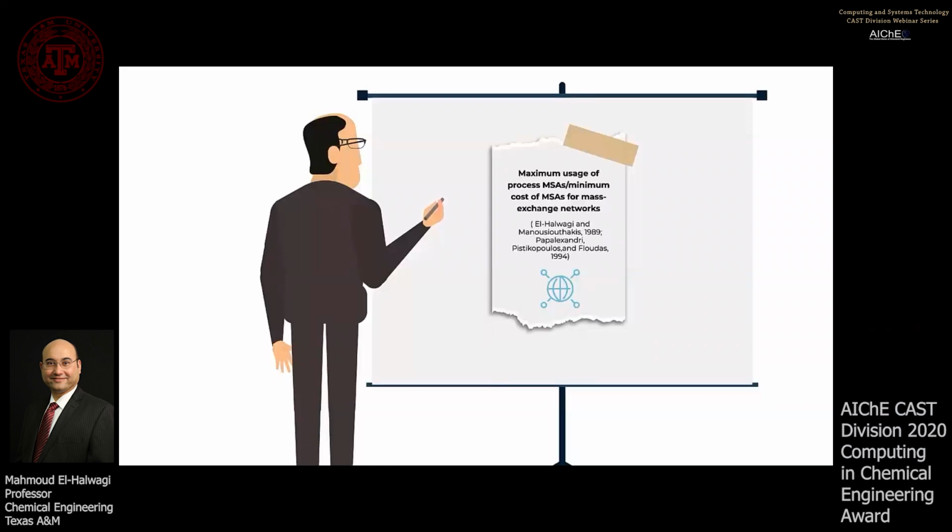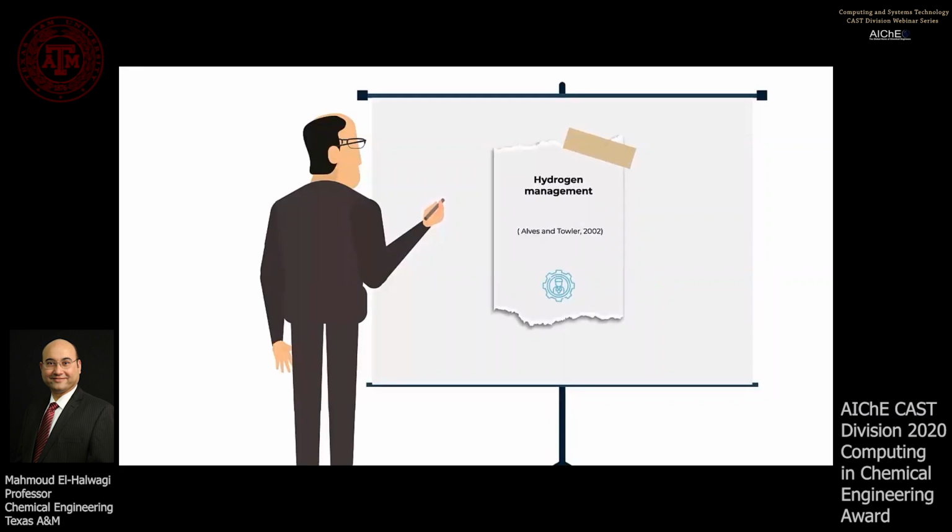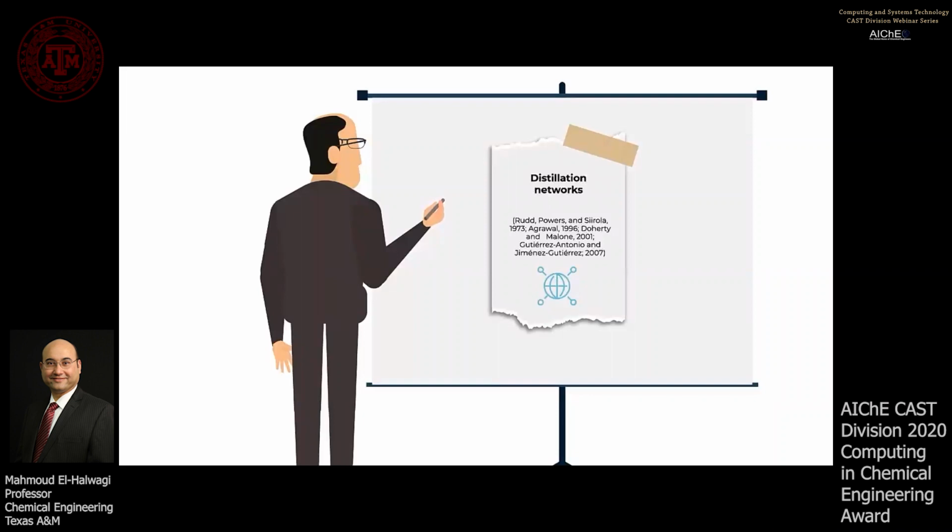mass separating agents and minimum cost of external mass separating agents, minimization of water usage and wastewater discharge, optimal management of hydrogen, minimum use of external fresh resources and minimum discharge of waste materials, targeting the performance of distillation networks, targeting the attainable regions of reactors, maximizing process yield, property-based minimization of fresh usage and waste discharge, and maximizing atomic efficiency in industrial symbiosis of multiple plants.